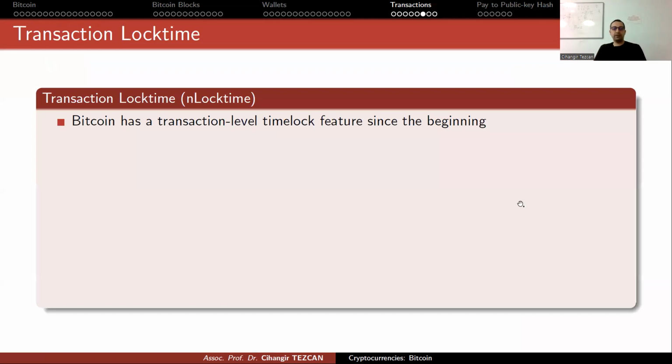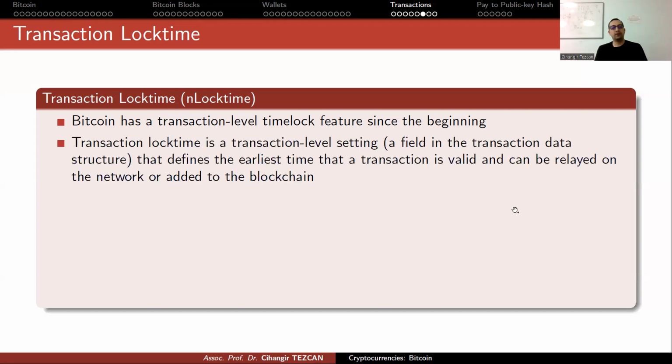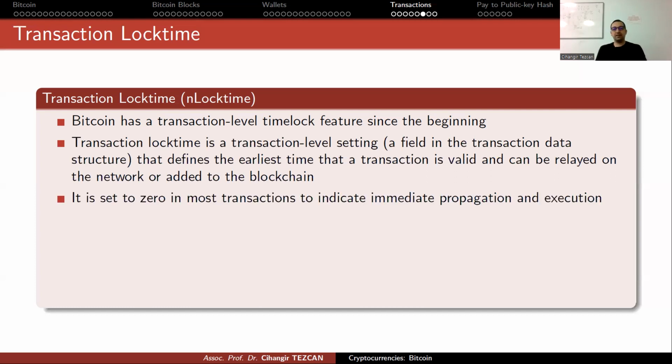Transaction lock time. This is important because almost nobody has heard about it. Bitcoin has had a transaction level time lock feature since the beginning. Satoshi included it so that it might be used in smart contracts and so on. Transaction lock time is a field in the transaction data structure that defines the earliest time that the transaction is valid and can be relayed on the network or added to the blockchain. It is set to 0 in most transactions to indicate immediate propagation and execution.